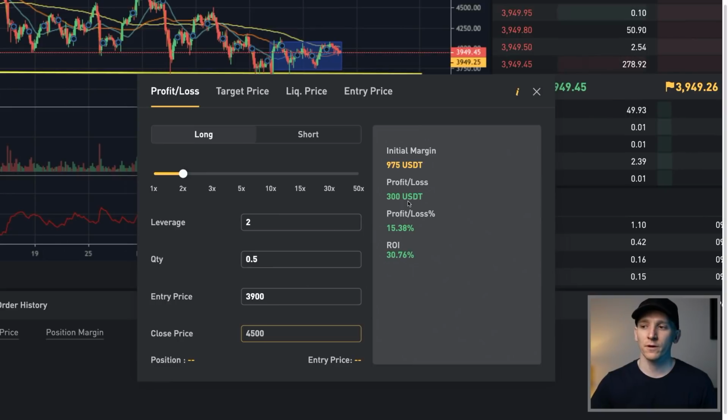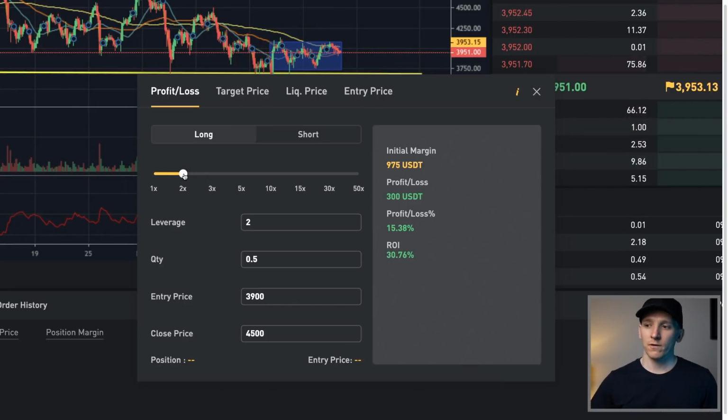So we can see the profit and loss right now. The ROI is 30%, but what we're looking at is a P&L of about 15%. That's obviously with 2x leverage. If you want to have 3x leverage, then the actual amount of your profit and loss will go up, and the margin that you have to place on account will go up as well.